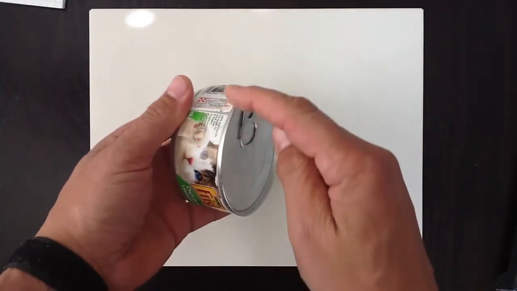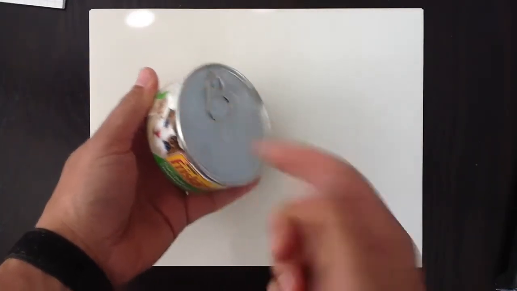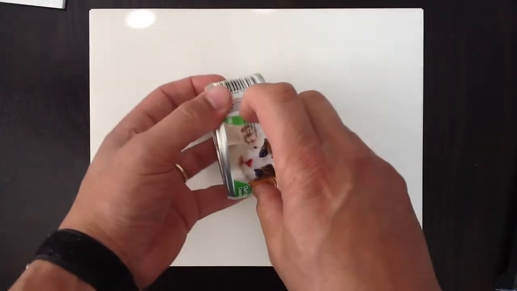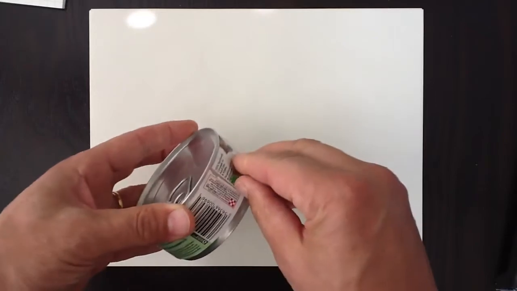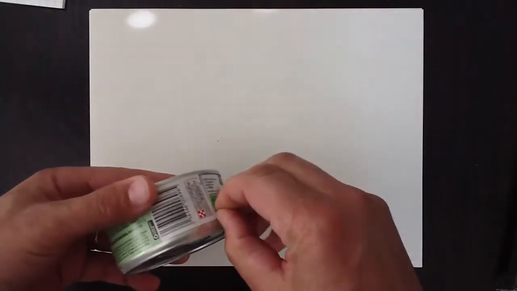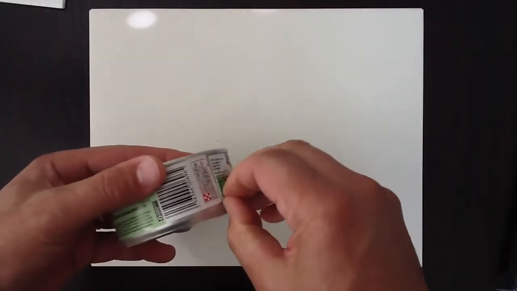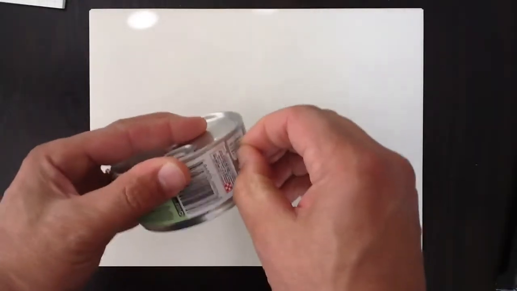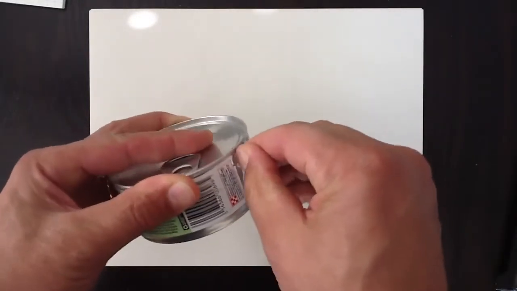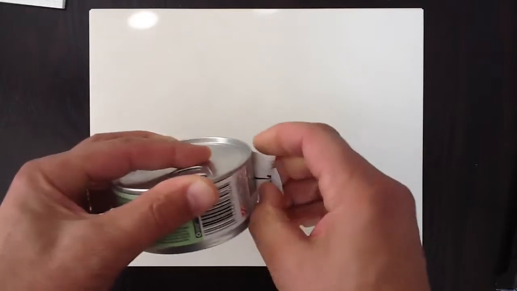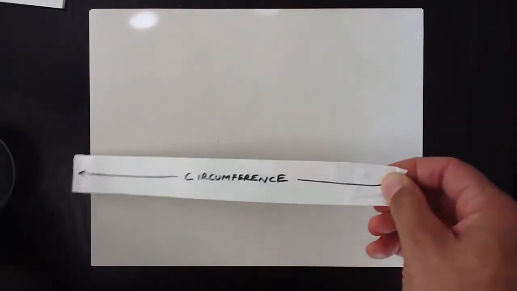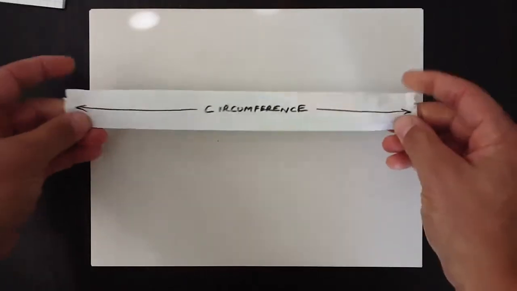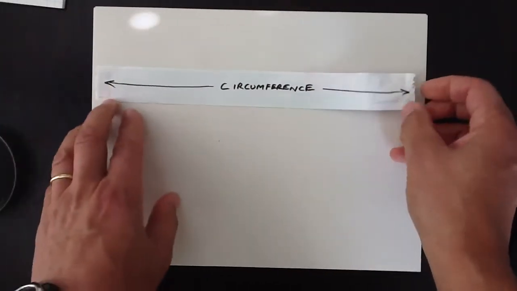If I were to measure the distance all the way around it, I would get something called the circumference. So I'm going to peel off this label, and this label will show us the circumference. There we go. I've already written on here that this is the circumference. That is actually the distance around the can, or the distance around the circle.